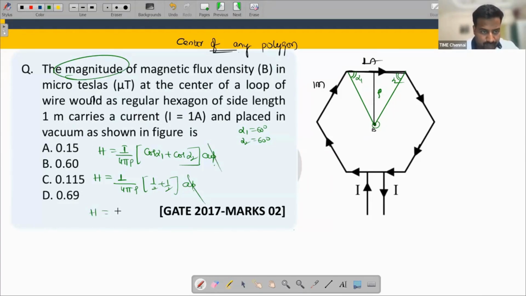H is 1 by 4 pi rho. So I should find this rho. This is 1, this is also 1, and this is 60 here. This is the hypotenuse. This is adjacent, 1 by 2, 1 by 2. So you apply tan 60, opposite by adjacent, rho by 1 by 2. Tan 60 is root 3. Root 3 by 2 is equal to rho.